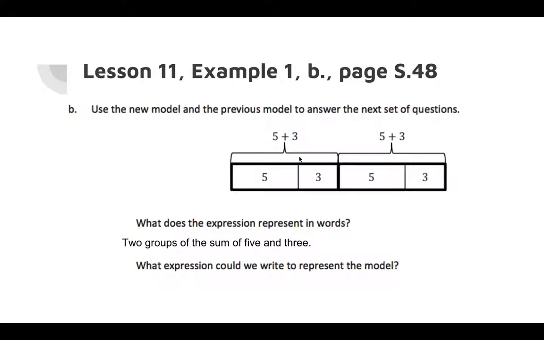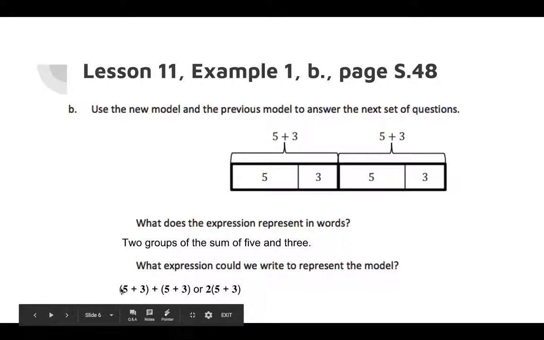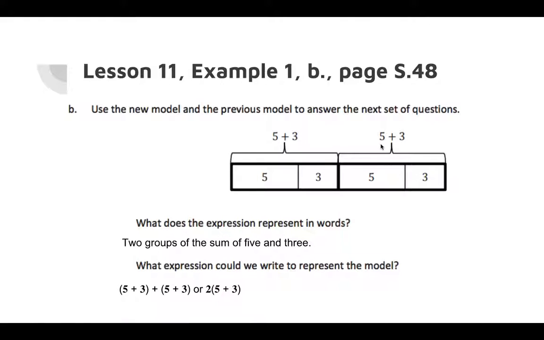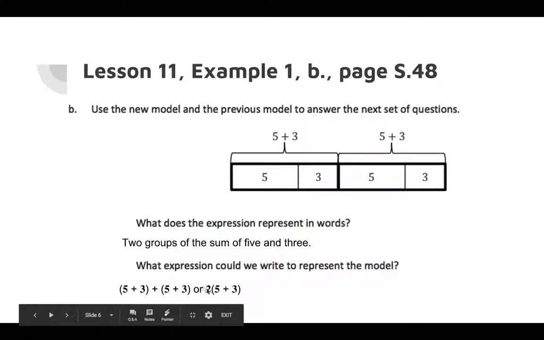Now, what does the expression represent in words? It means that there are 2 groups of the sum of 5 and 3. Sum is the answer for an addition problem, so 5 plus 3 and 5 plus 3, and there's 2 groups of these right here. What expression could we write to represent the model? We can write it 2 ways. This can be written as (5 plus 3), in parentheses to show that this is one group, plus (5 plus 3), another group in parentheses. Or there's 2 of these, so you can just say 2 times the sum of 5 plus 3.